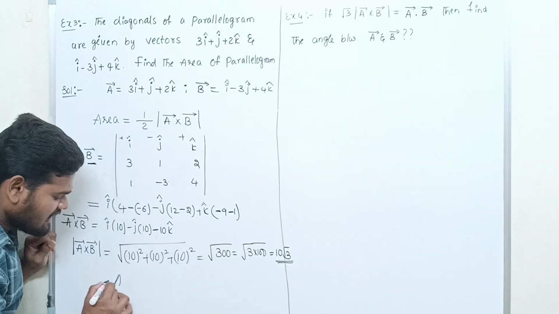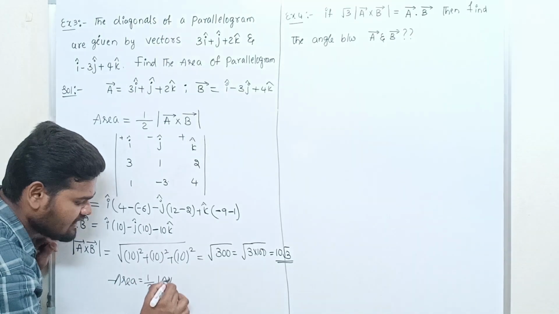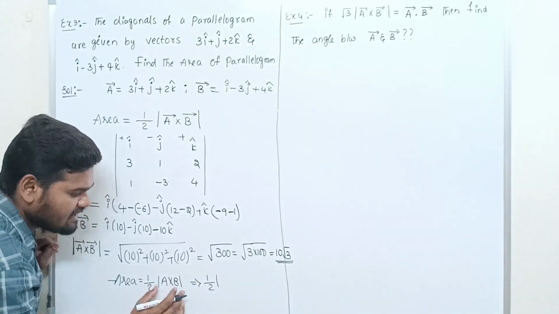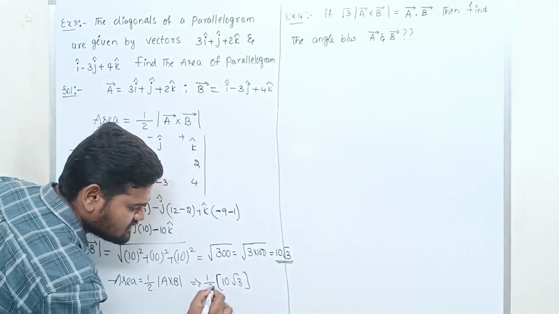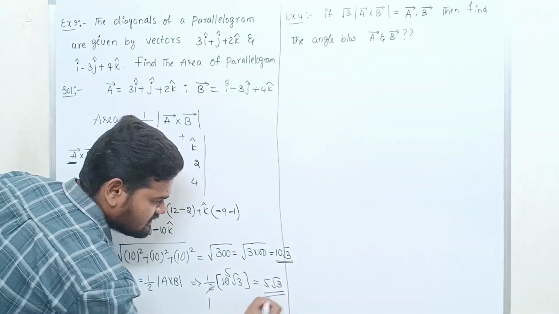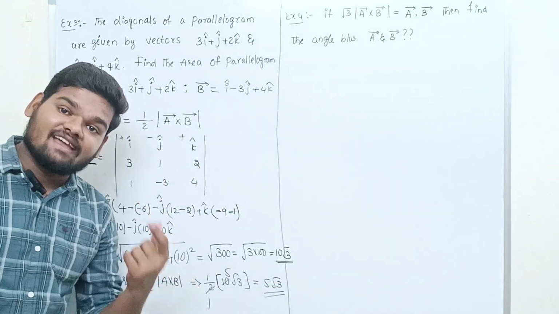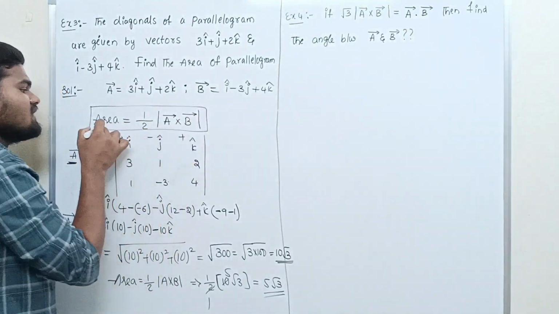So the area of parallelogram is equal to half into magnitude of a cross b. What is the value of magnitude of a cross b? 10 root 3. So half of 10 root 3 is 5 root 3. So this is the area of the parallelogram. Are you getting any doubt? Simple problem, you just have to remember the formula.